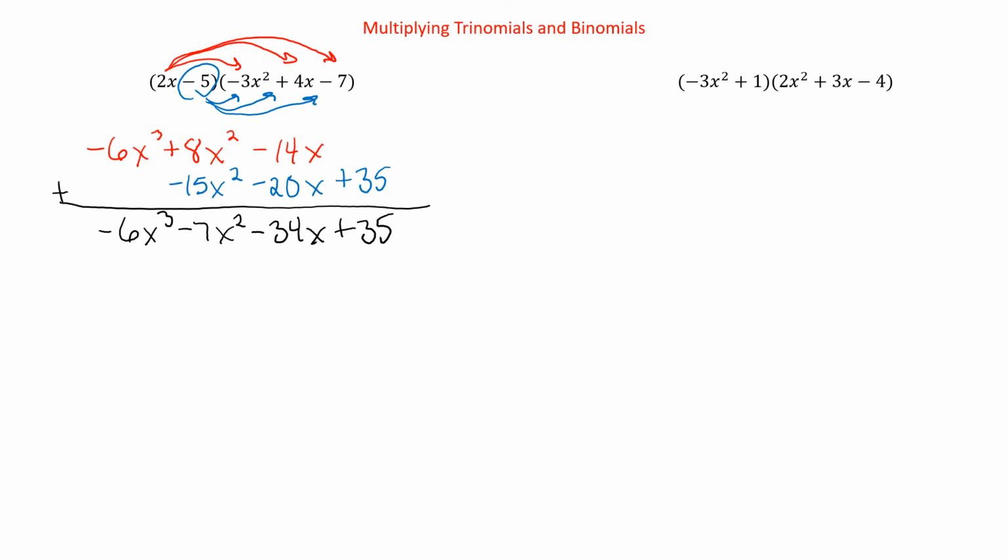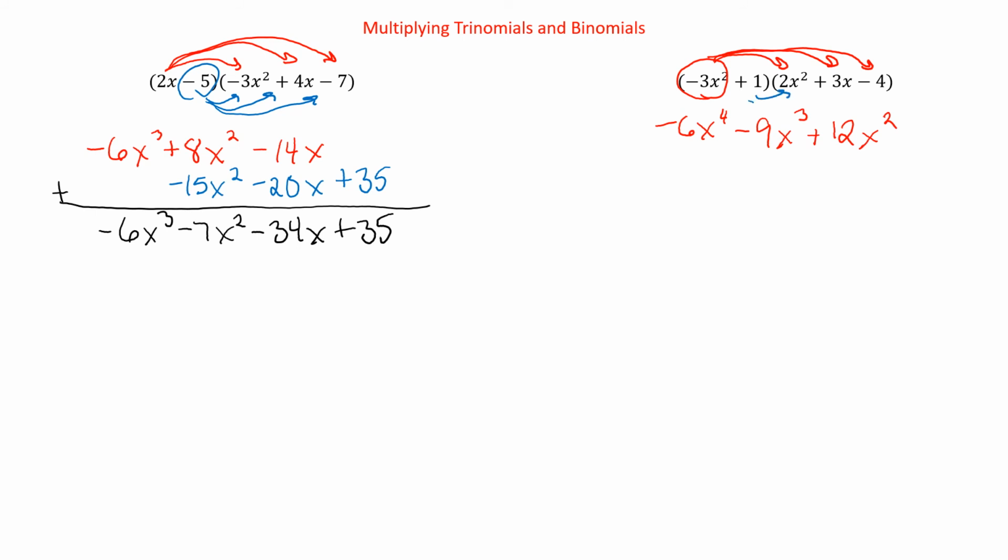This one, we can do the same way. We're going to take this negative 3x squared and multiply it to all these pieces. So negative 3x squared times 2x squared, negative 3 times 2 is negative 6. X squared and x squared is x to the 4th. Negative 3x squared times 3x, negative 3 times 3 is negative 9. Then we'll have an x cubed. Negative 3x squared times negative 4, that's going to be a plus 12x squared.